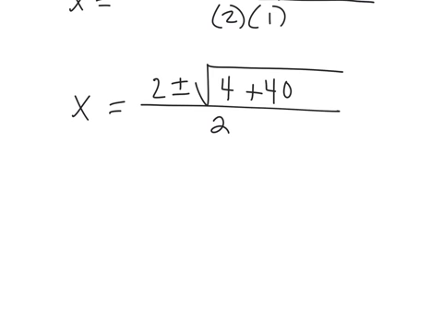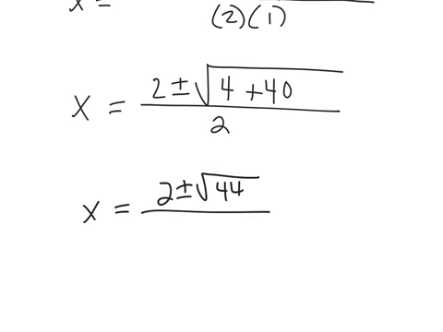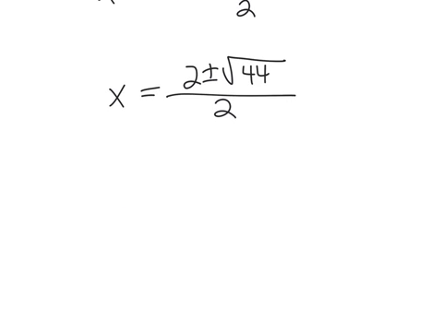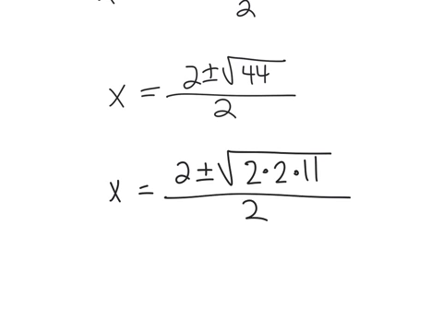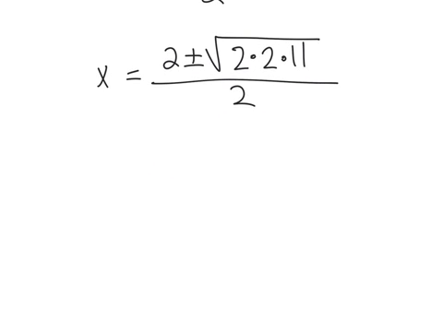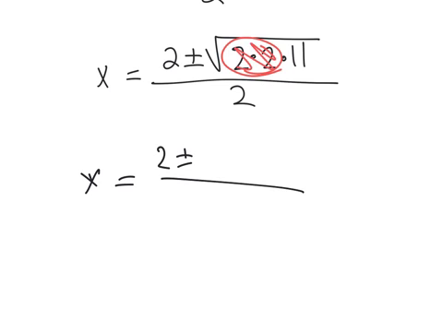And so now we're going to keep going. So you got x is equal to 2 plus or minus the square root of 44 over 2. And we know that 44 is 4 times 11, which is 2 times 2 times 11. So this becomes x is equal to 2 plus or minus the square root of 2 times 2 times 11 over 2. And so simplifying, x is equal to 2 plus or minus, and we see, circle 2 2's, cross them out, write 1 down, and you've got the square root of 11 left over 2.